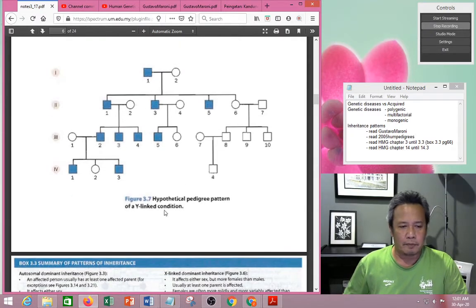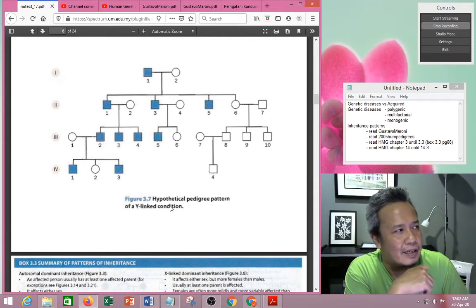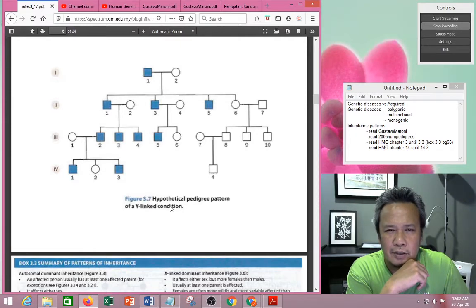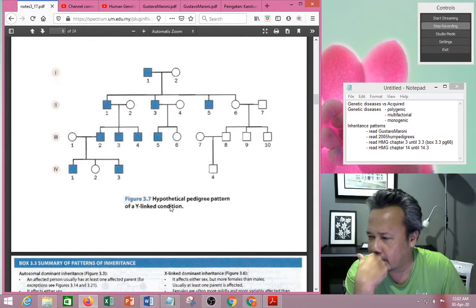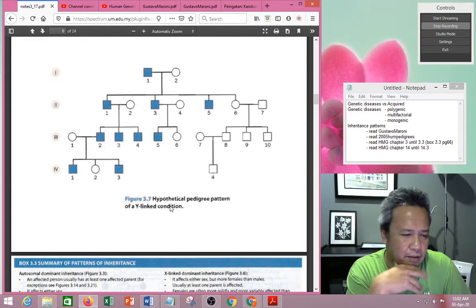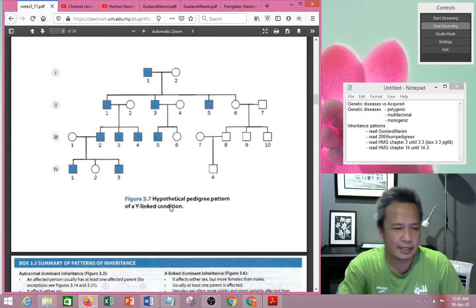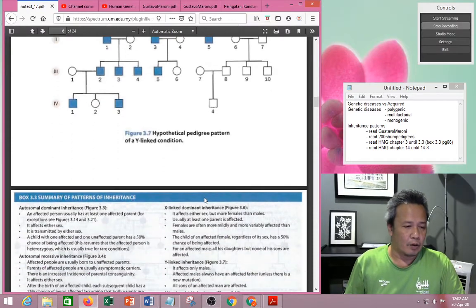This is a hypothetical pedigree of a Y-linked trait. Why is it hypothetical? Because you don't see a Y-linked case often. It's very rare because there are not many genes. You have genes that control the hair in the ear, but there are not many genes involved in Y. So you don't normally see interesting genetic cases for holandric transmission. Holandric is Y-linked.